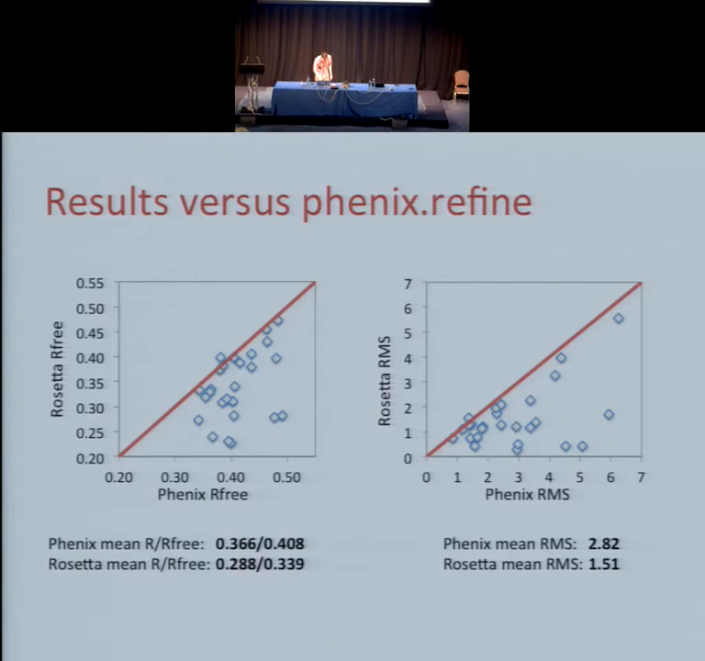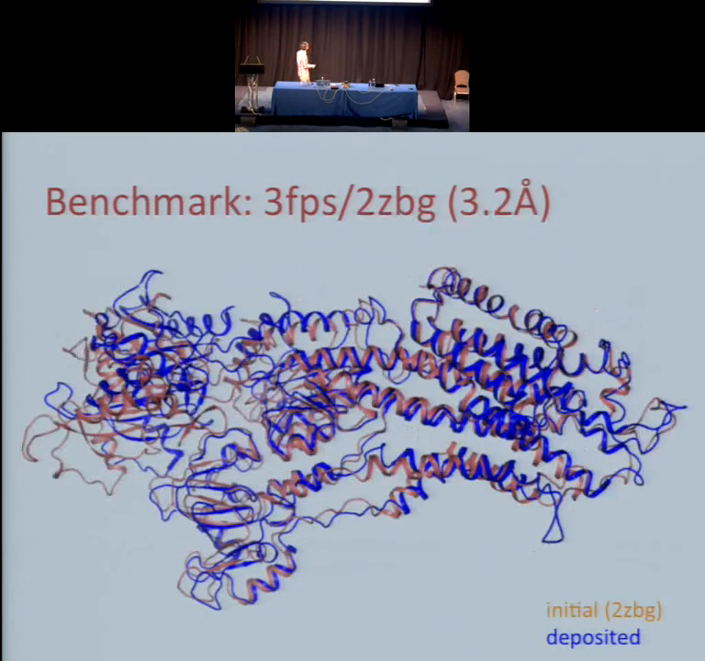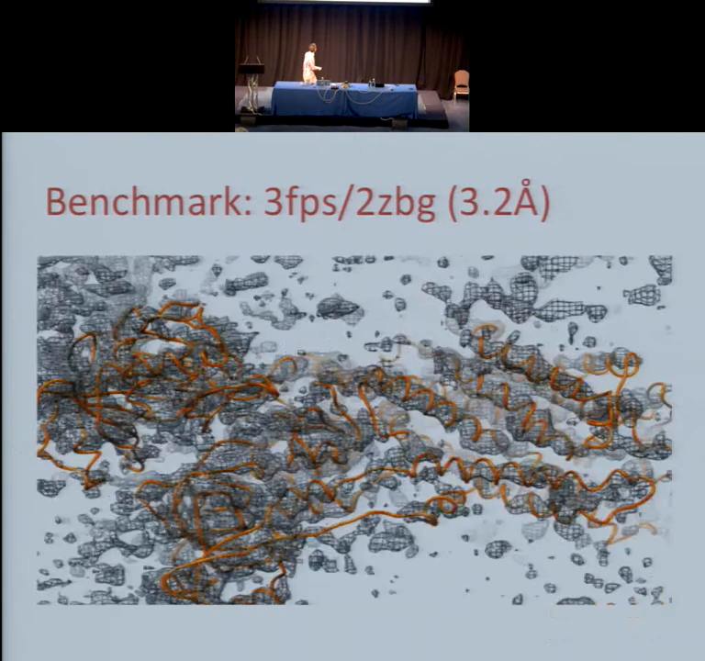And I'm going to just highlight one of these where Rosetta performs particularly well. This 3FPS is the target, and we're using a template 2ZVG. And what you can see is that over most of the structure, it actually superimposes pretty well. In fact, this structure is identifiable by molecular replacement, but there's one domain that's largely reorganized. And if you look at the density, it's not totally clear how you should refine the structure.